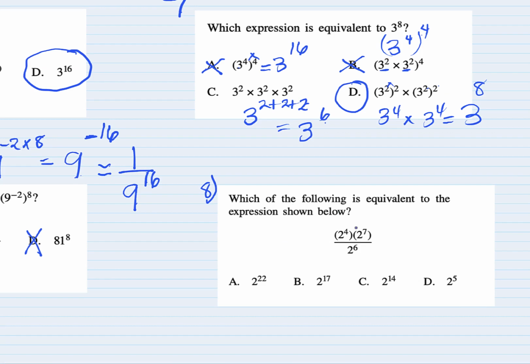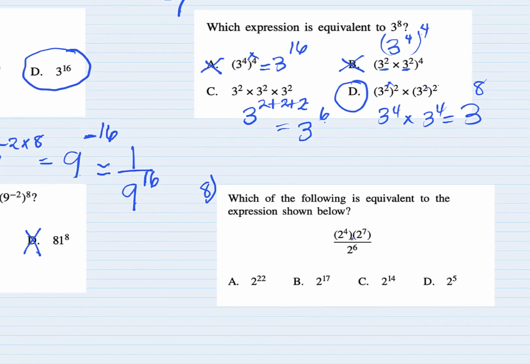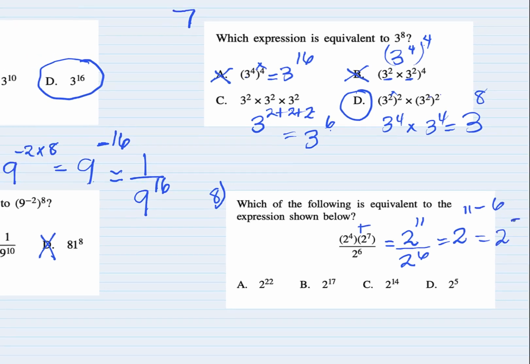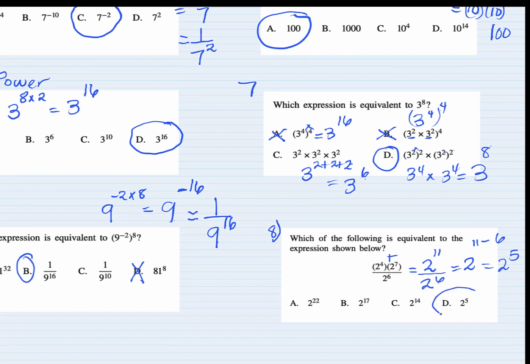Question 8. Which of the following is equivalent to the expression shown below? So for question 8, notice you have a multiplication and then a division. So let's multiply first. They're matching, so let's keep the 2. We're going to have to add. 4 plus 7 is 11. And finally, let's divide. Bases match, so you keep your base. And what do we do? We subtract when we're dividing. 11 minus 6 is 2 to the 5th power. So your answer is D. So that wasn't so difficult.